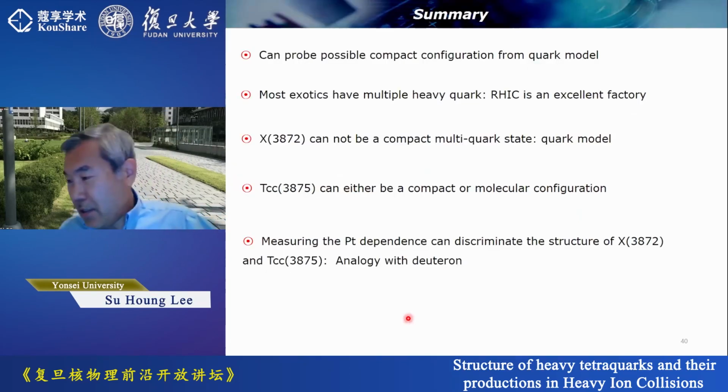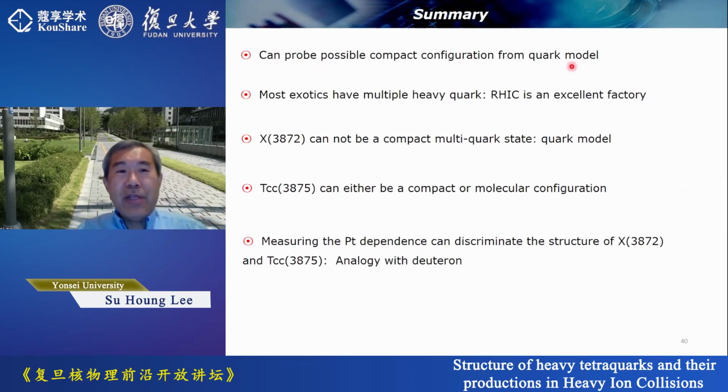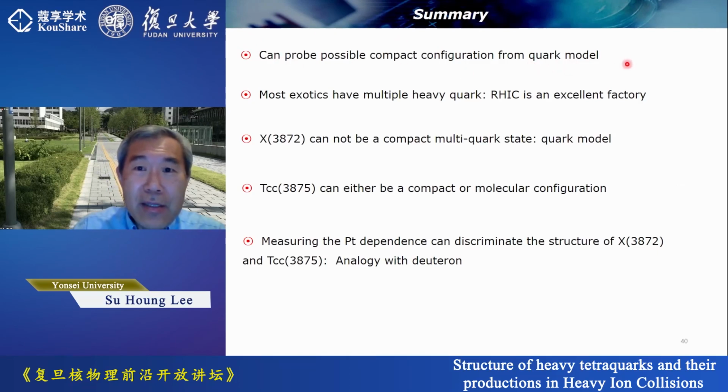So I think I want to summarize. I think I already spent 1 hour. So the summary is about possible configurations for the quark model, and I said we can indeed do this, and by analyzing the color spin and color factor, we can probe possible compact configurations. Most exotics have heavy quarks, and let's try to explain why that is so. So in heavy ion collisions at the hadron factory, X is most likely a molecular configuration and cannot be compact, and TCC can be either a compact or a molecular configuration.